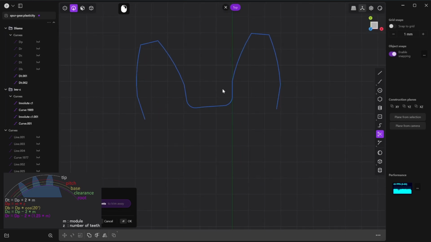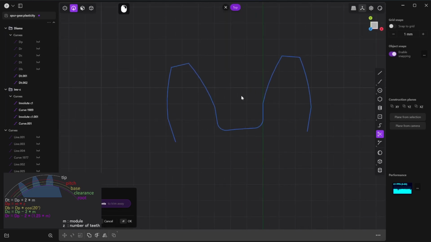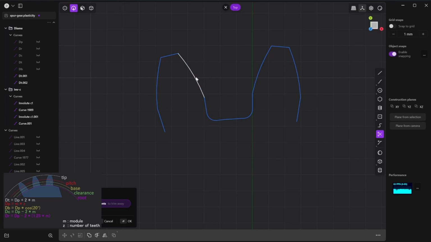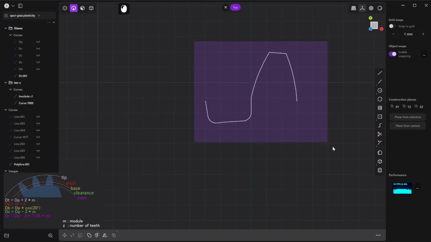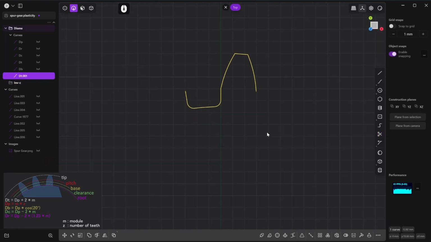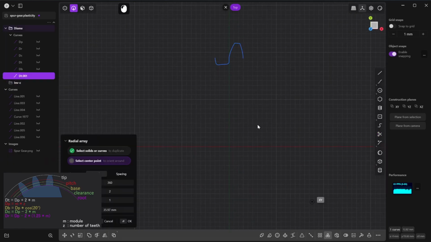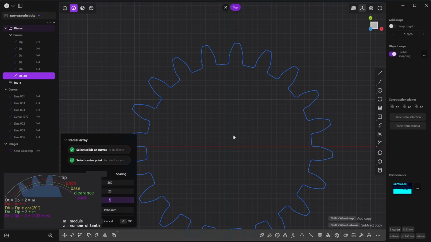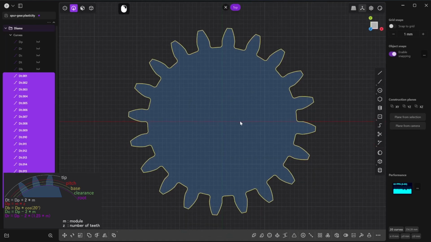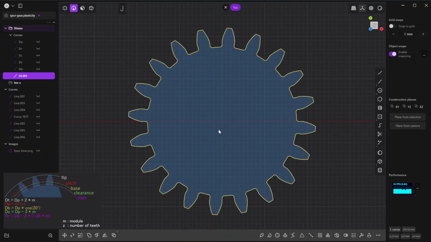So now removing all the other curves that we're going to just repeat with the radial array. So I don't need this, and this. Let's say OK, and so let's join this into one. With this curve selected, let's repeat it 20 times around 360 degrees, around the beginning of the coordinates, and we have the shape of the gear.